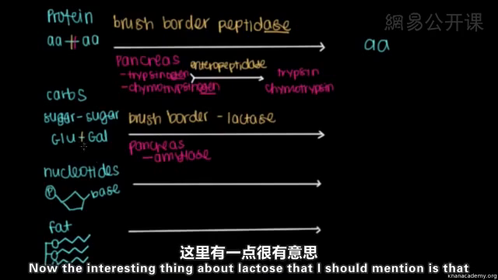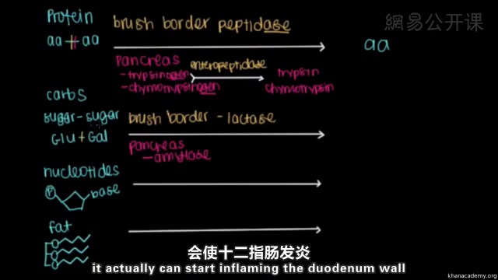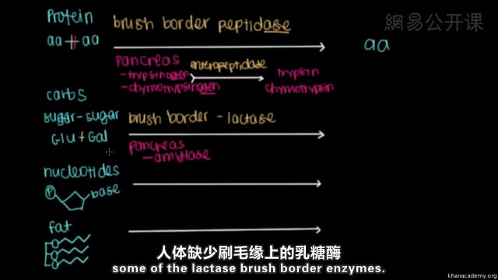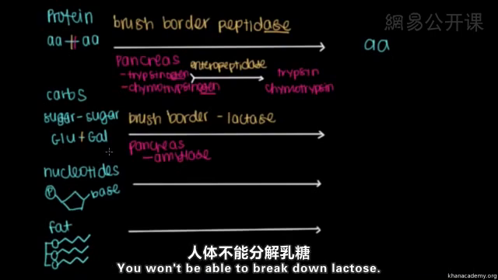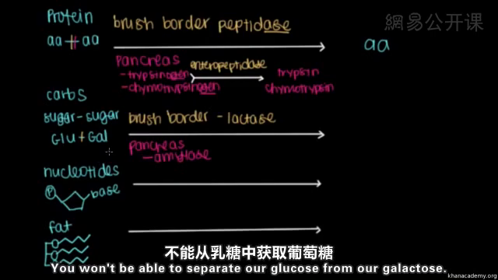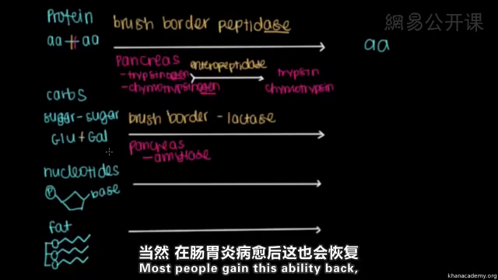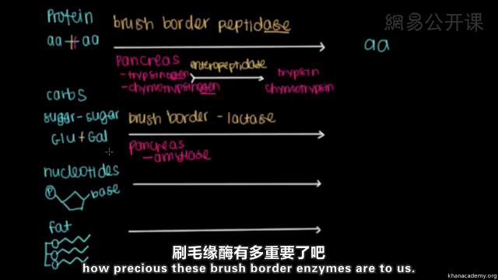Now, the interesting thing about lactose that I should mention is that when you get the stomach flu, you've got a bug that's just sitting in your tummy, it can actually start inflaming the duodenal wall. And by doing so, it can knock off some of the lactase brush border enzymes. And so you won't have lactase. You won't be able to break down lactose. You won't be able to separate our glucose from our galactose. And so temporarily, you're going to be lactose intolerant. Most people gain this ability back, but you can understand now how precious these brush border enzymes are to us.